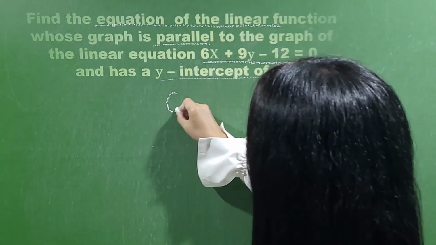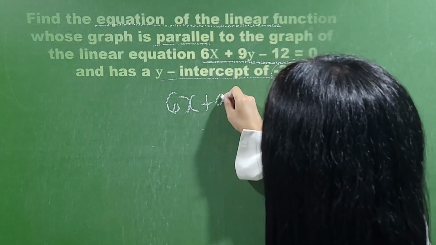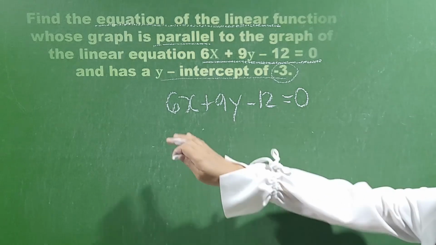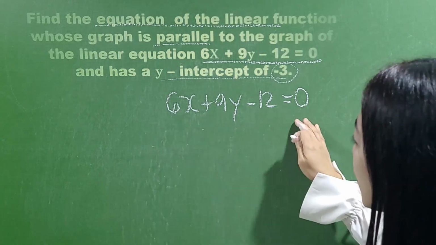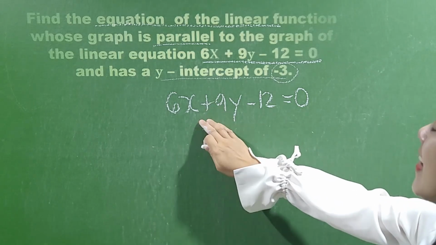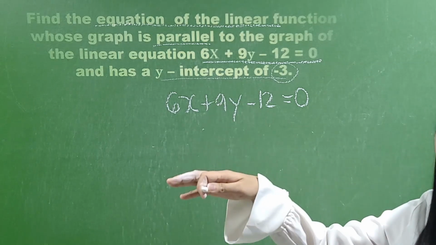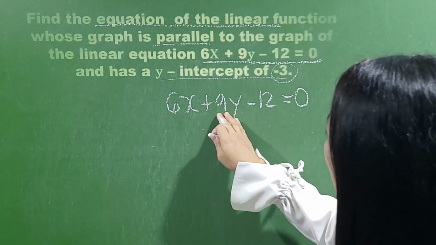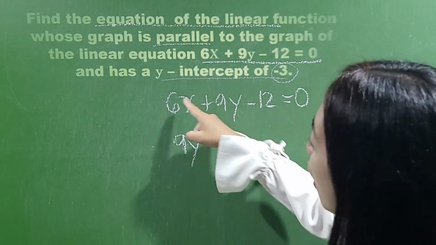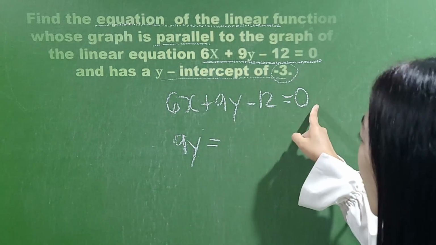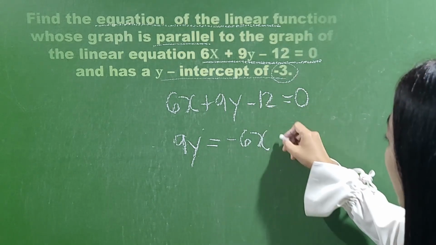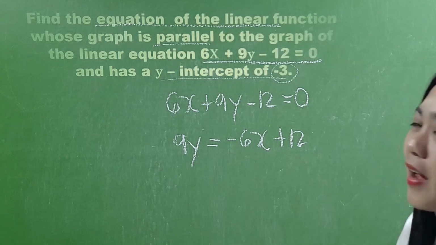Okay, we get 6x plus 9y minus 12 is equal to 0. Take note, this is in the standard form. So we will be writing this standard form into slope-intercept form. So we have 9y is equal to, okay, move 6x to the right side, so negative 6x. Negative 12, move to the right side, so this is plus 12.